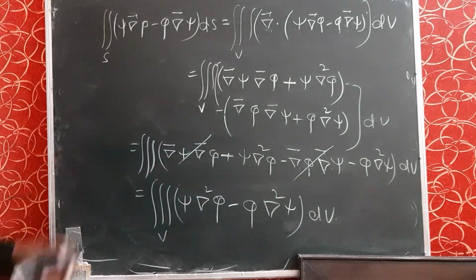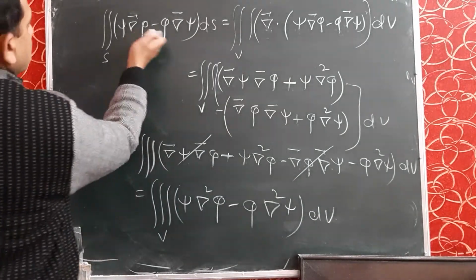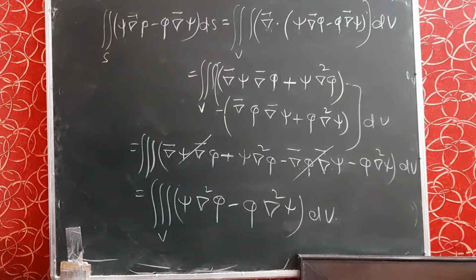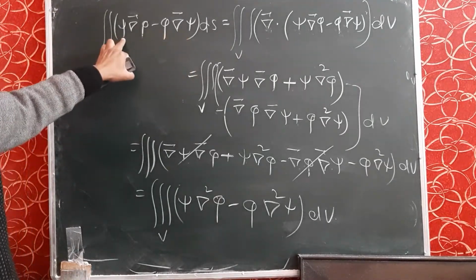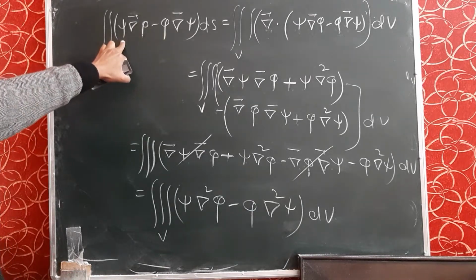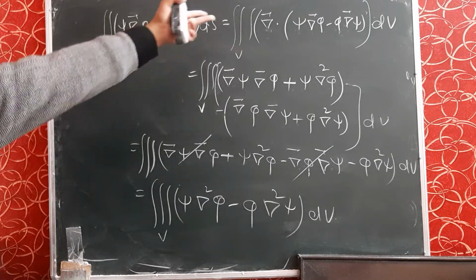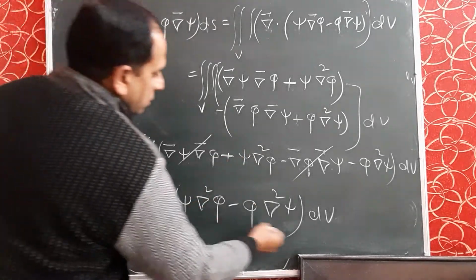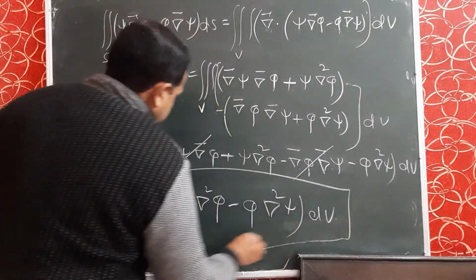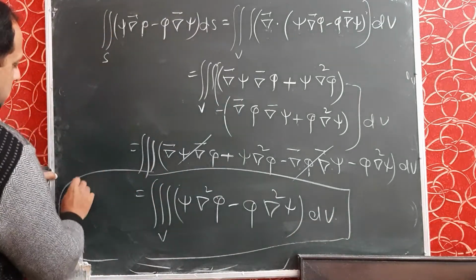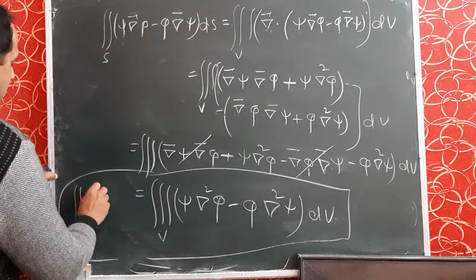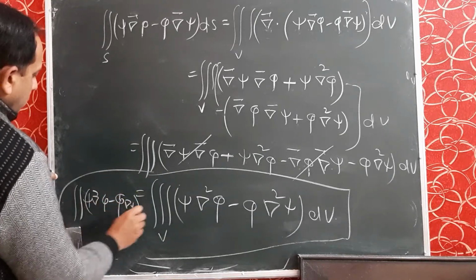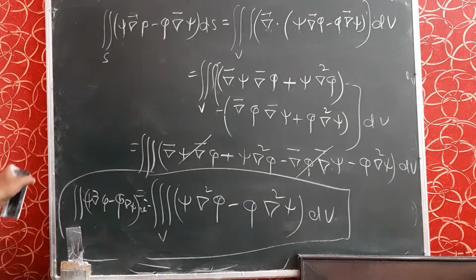So, this is the right hand side of Green's theorem, and the left hand side is the same. We have considered this expression as a, and on putting this value in the Gauss divergence theorem, finally we get Green's theorem. The left hand side is the double integral of psi del phi minus phi del psi into ds. So, this is Green's theorem.